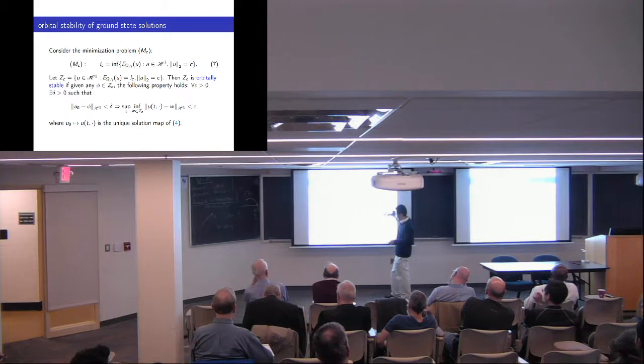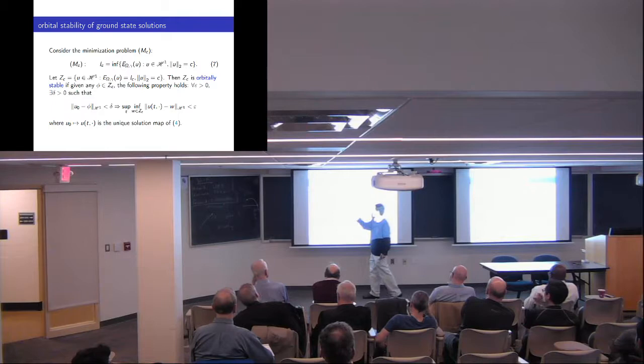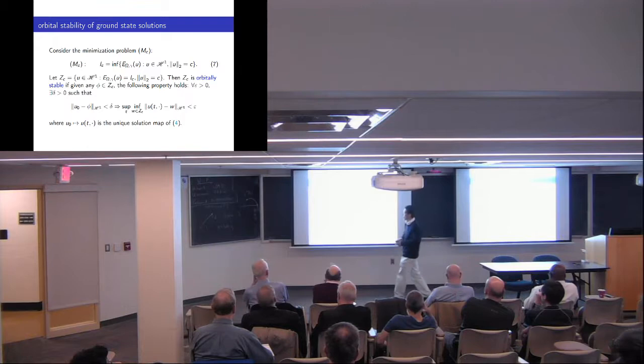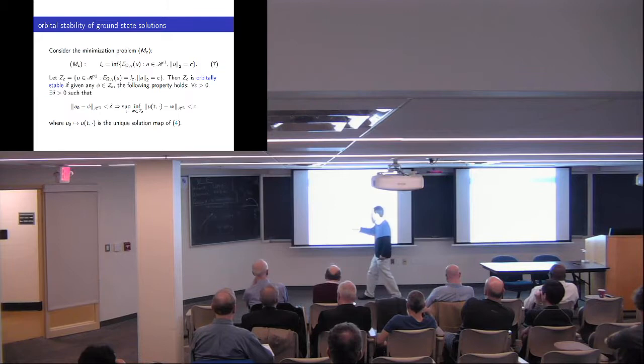And so if we can find a u satisfying that the energy is minimized, then such u will be the ground state. That's what we call the ground state. And this one is orbitally stable. Given any phi in the ground state set, when initially the data is close to the ground state, then it will stay close to that ground state for all time. So basically, that's what this says.